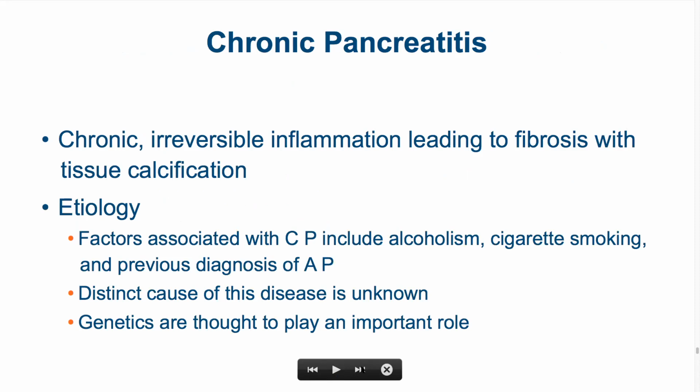Chronic pancreatitis is a chronic, irreversible inflammatory condition that leads to fibrosis and tissue calcification. Chronic pancreatitis affects approximately 50 individuals per 100,000 throughout the world. It is more likely to occur in men than women, as well as in the African American population, and typically presents between 40 and 50 years of age. Some of the factors associated with chronic pancreatitis include alcoholism, cigarette smoking, and previous diagnosis of acute pancreatitis. The distinct cause of the disease is unknown. Genetics are thought to play a major role.